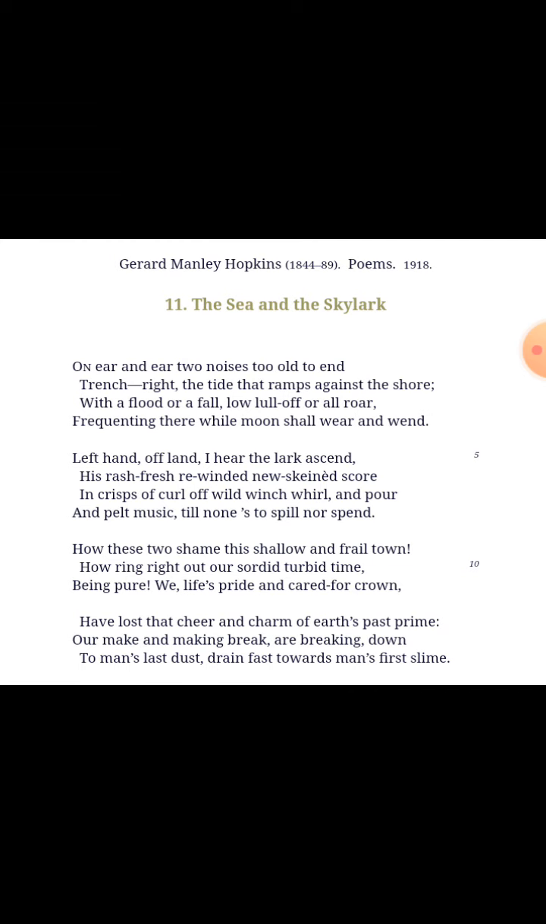Frequenting, it is a continuous sound, it is a continuous voice. The waves hit the shore and the sound comes again and again. Frequenting there while moon shall veer. It is said that the tide in a sea rises and falls with the activities of the moon, with the 64 hours of the moon. The shining of the moon affects the tide in the sea. It's the gravitation power which affects the waves of the sea.